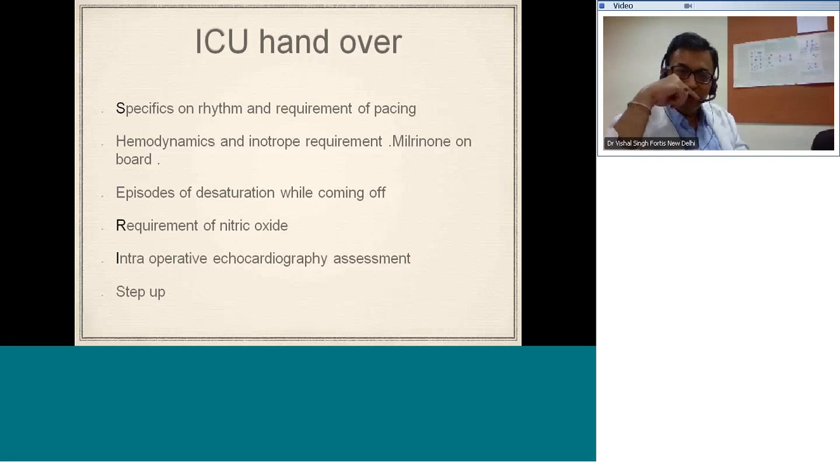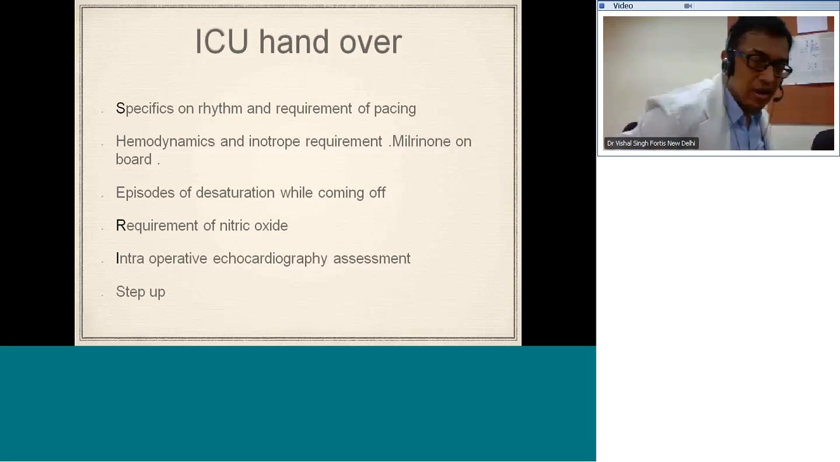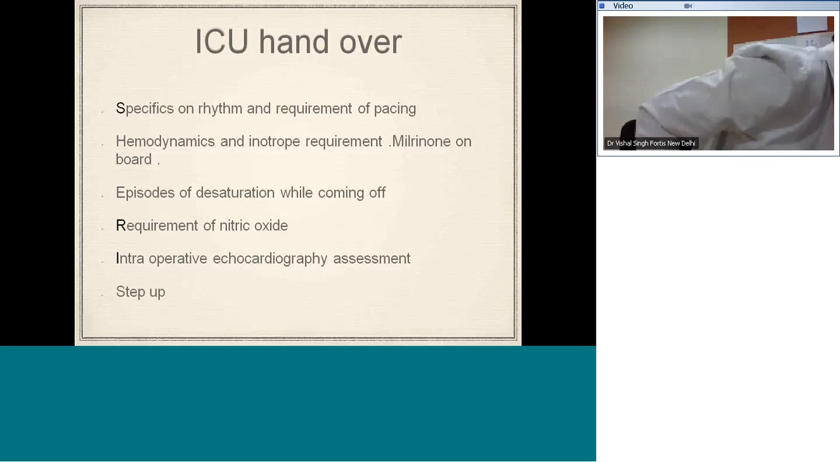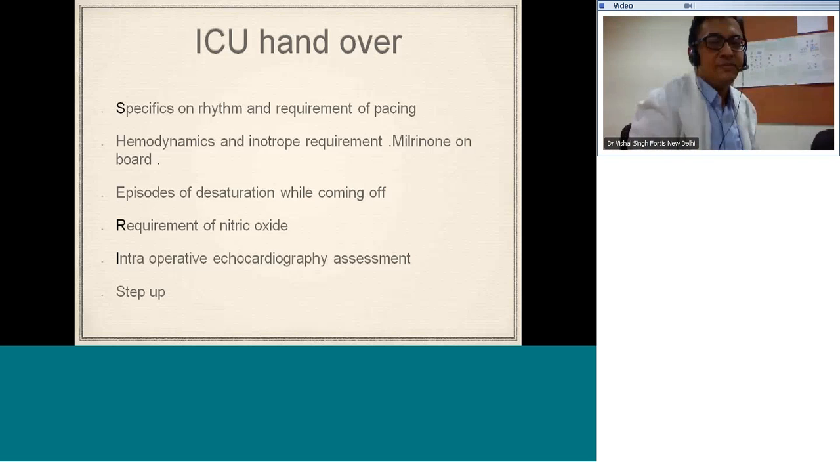Now, in the ICU handover, always talk about your rhythm, the requirement of pacing. Talk about what the hemodynamics were inside the operation theatre. How was the LA behaving? How was the CVP? Because the CVP will give an index of the RV pressures and the LA will give an index of the LV pressures and LV function. Whether milrinone is on board, whether a transesophageal or thoracic echocardiography has been done.